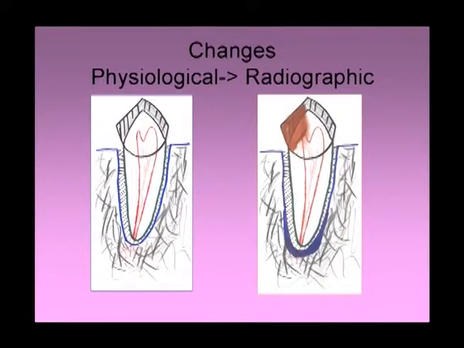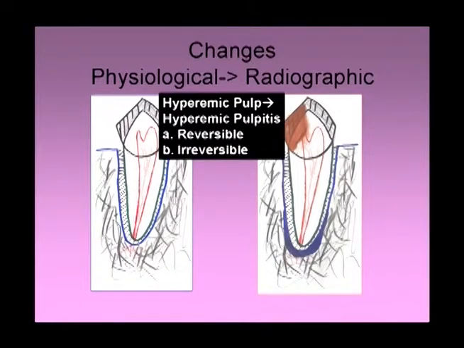This insult could be a carious lesion, could be a fracture, or could be a dental restoration which is encroaching close to or even into the pulpal tissue. The result of this insult can cause what is referred to as a hyperemic pulp, or an increased blood flow to the pulp, referred to as hyperemic pulpitis.